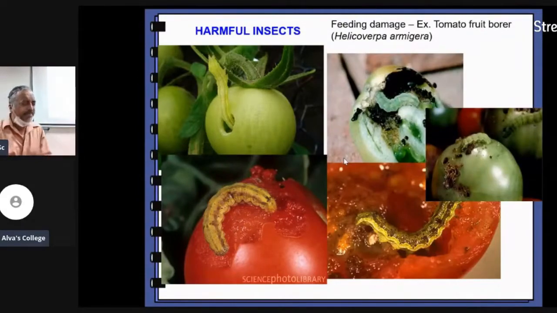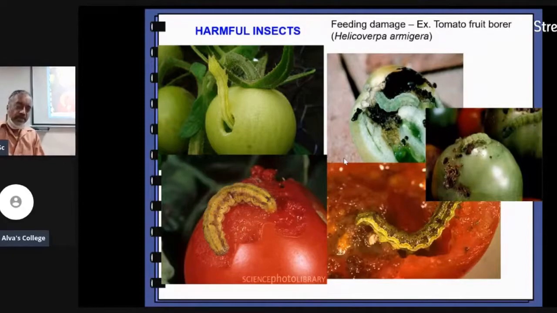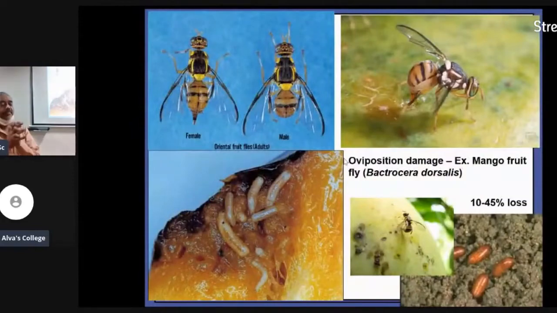Now more than 95% or 96% or 97% of insects are beneficial, or at least harmless. But only a very small percentage of insects are harmful, especially to crops. They damage our crops. You can see how the tomato is being damaged by the larva. You can also see the unripe tomato, and the ripened tomato. You can see other kinds of vegetables which are damaged by these insects. So insects are crop pests, and they are globally important.